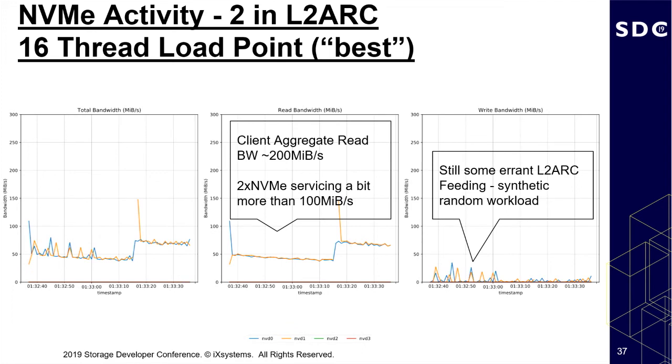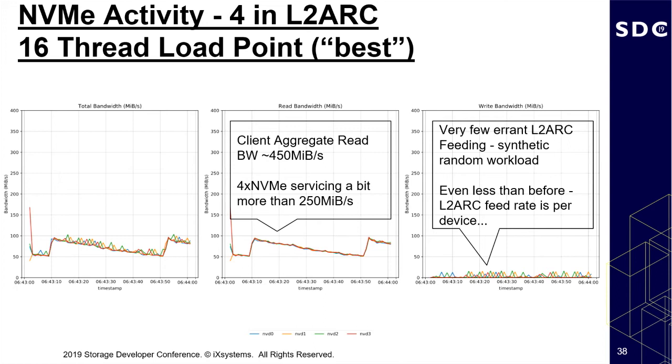So let's see. This is with 2. The sawtooth thing you're seeing there is actually just an artifact of how we collect our stats. Some of the time series from the thread counts may be shifted a little bit. So client aggregate again is about 200 megabytes per second, and the 2 NVMe are servicing about 100. So this result is similar to the single NVMe result, and we can see that each NVMe SSD is doing about 50 megabytes per second this time, as opposed to 100. So we know that the devices can do more. We just don't know why they aren't in this particular case.